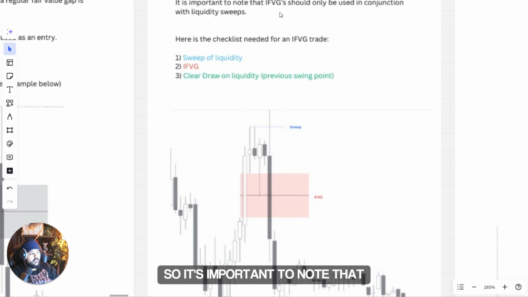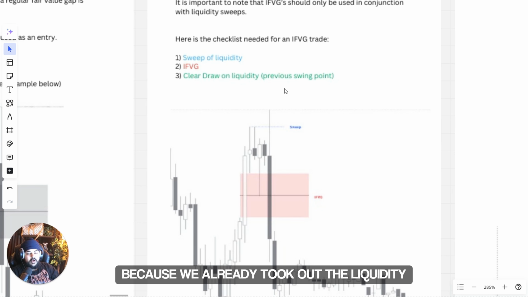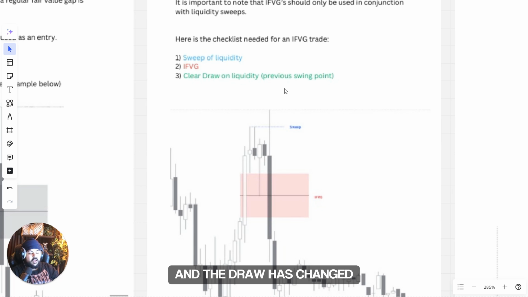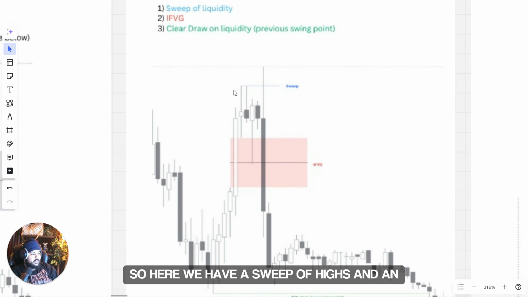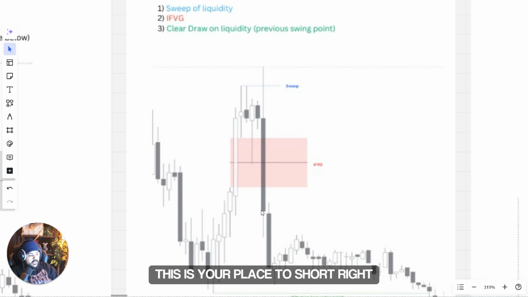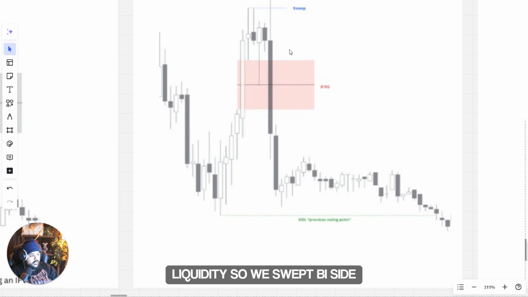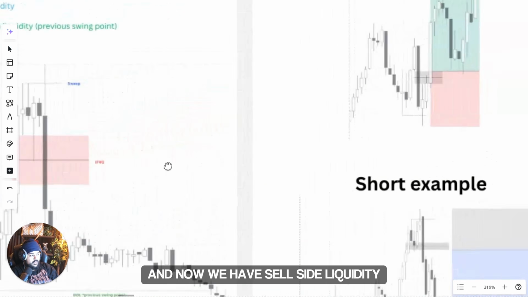So it's important to note that you should only use inverse fair value gaps in conjunction with liquidity sweeps. So first thing you want to do is, if we sweep a high, a bullish fair value gap is not going to work. If we sweep a low, a bearish fair value gap isn't going to work. Why? Because we already took out the liquidity and the draw has changed. So here we have a sweep of highs and a regular fair value gap that we close under. This is your place to short, right? We have a clear draw on liquidity at the sell side liquidity. So we swept buy side, closed under the inverse fair value gap, and now we have sell side liquidity.